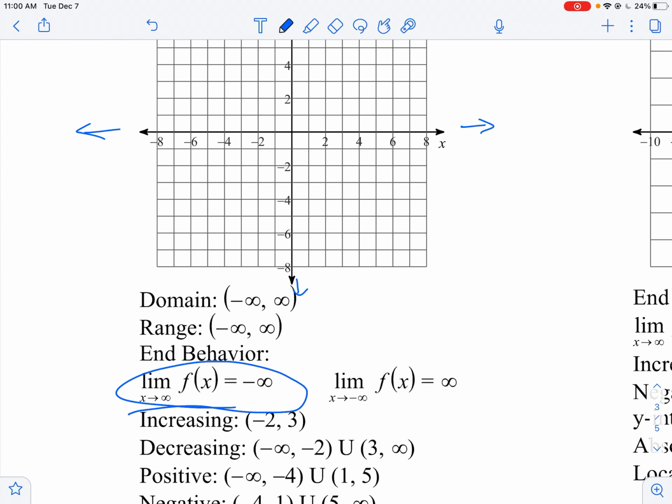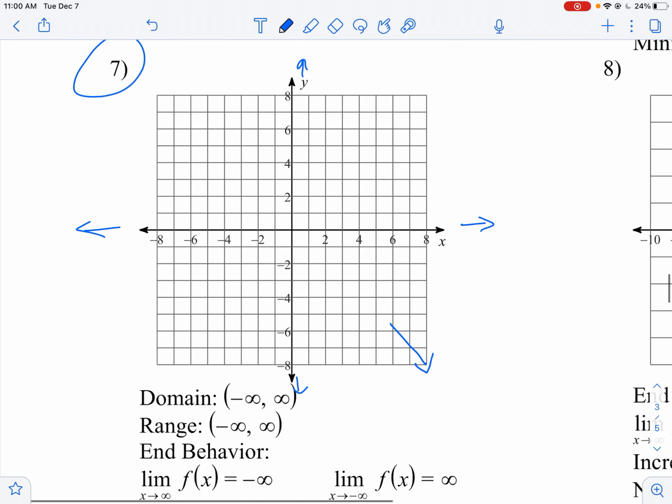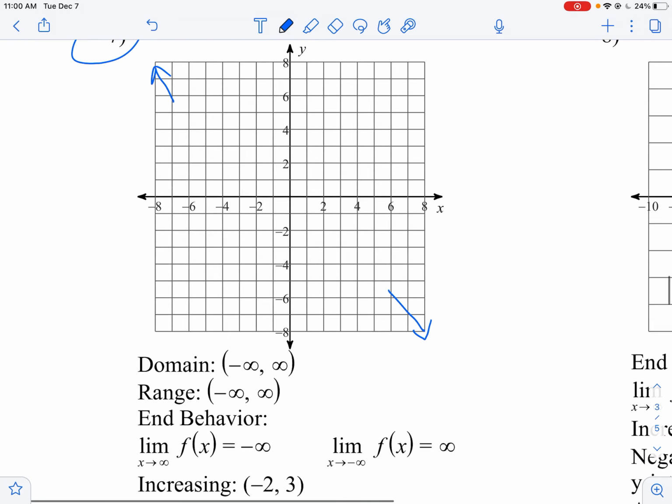If I look at my end behavior, on the right side, it's going down. So I'm just going to put an arrow doing this. And then on the left side, it's going up forever. So again, I'm going to put an arrow there. All right, so I kind of got the ends, what's going on there. I'm actually going to take these. I don't need these right now because that also shows the domain and range.